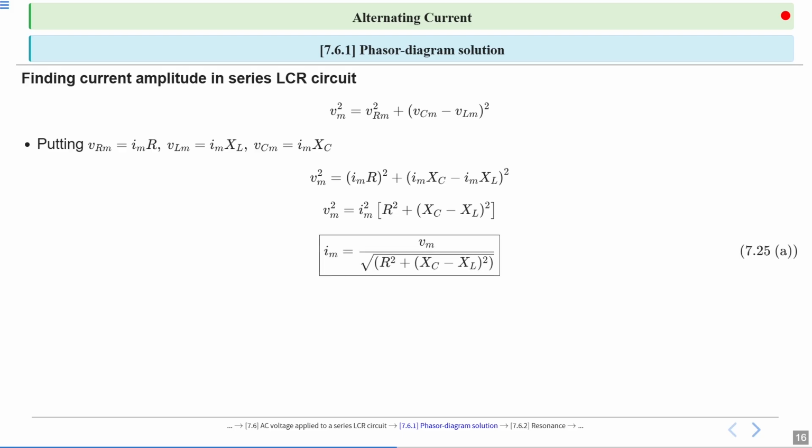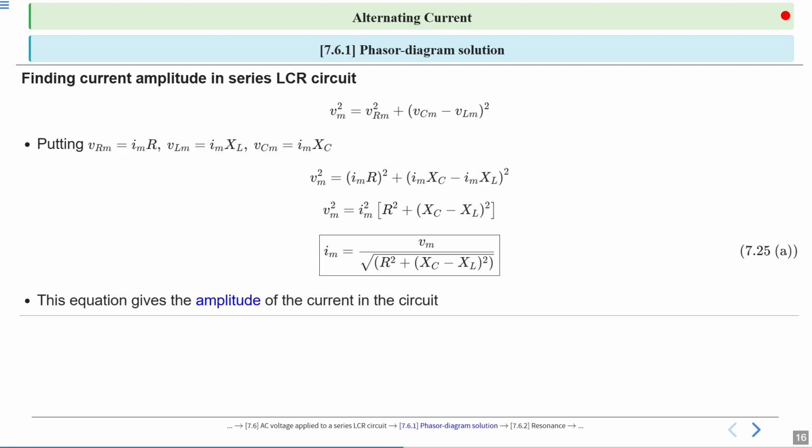After rearranging this equation, Im becomes Vm upon root of R square plus (XC minus XL) square. Mark it as equation 7.25a. This is the expression for current. The equation gives the amplitude of the current, Im. Okay, we have reached the amplitude of current.